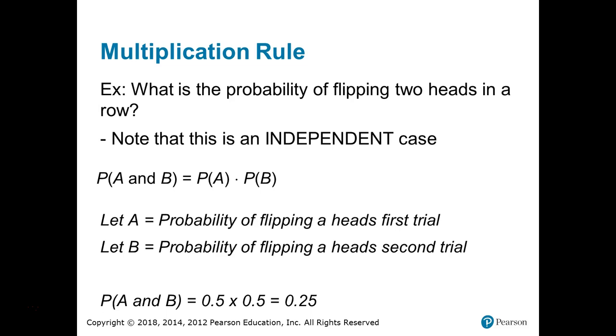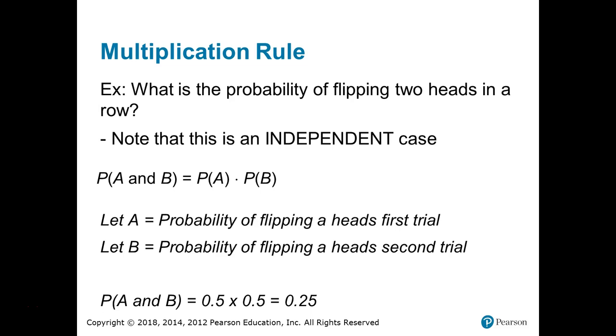Multiplication rule. What is the probability of flipping two heads in a row? Okay, is this dependent? Well, first off, you really should be asking yourself, is this multiplication rule or addition rule? And you'll find that this is the multiplication rule. We are dealing with two trials, so it's going to be the multiplication rule. Are they dependent or independent? Well, I gave you the answer, but you should be able to realize that it's independent. If I flip a coin and it's a heads, if I flip that same coin again, the probability of it being a heads or a tails doesn't change.